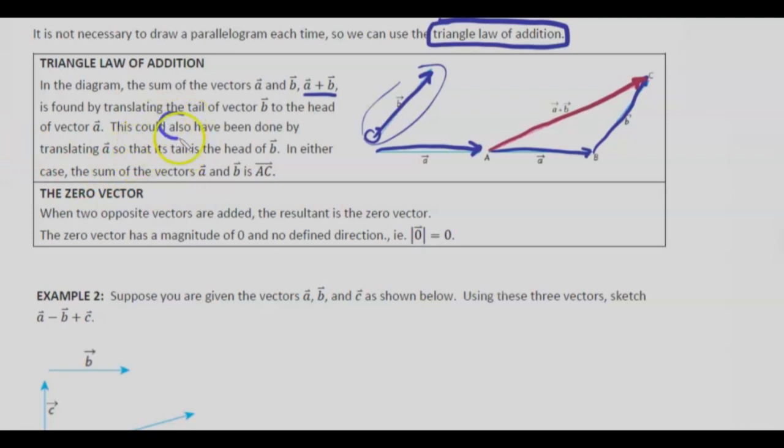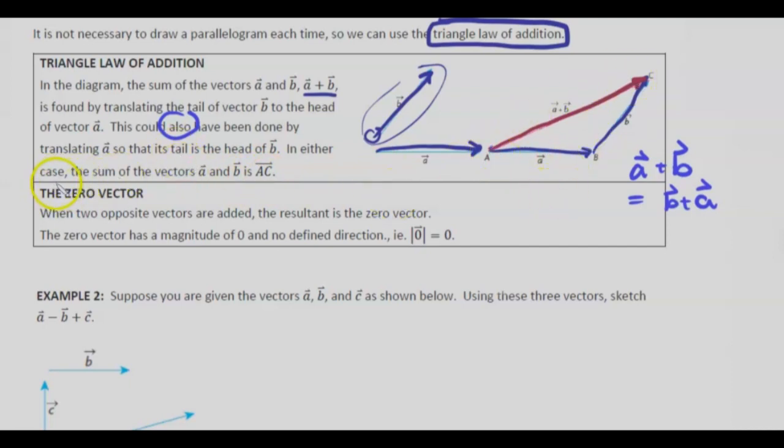This could have also been done by translating vector A, so that its tail is the head of vector B. Okay, so what this is saying is this follows the commutative law. Vector A plus vector B is going to equal vector B plus vector A. Okay, you're going to get the same answer. So in either case, the sum of the vectors A and B is vector AC. Okay, AC.